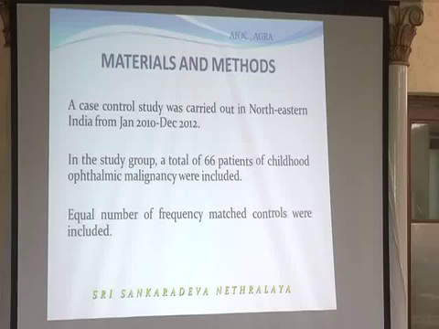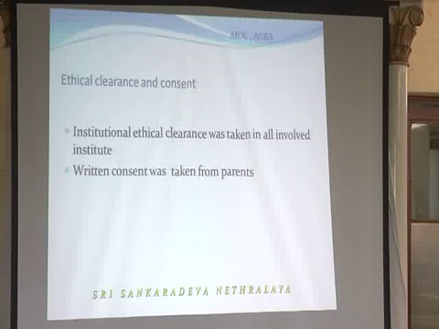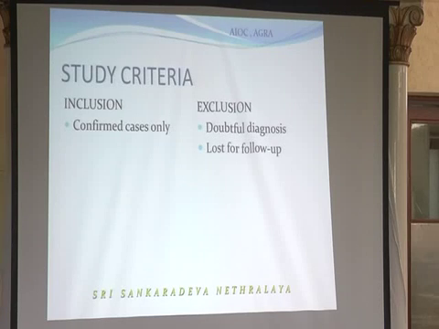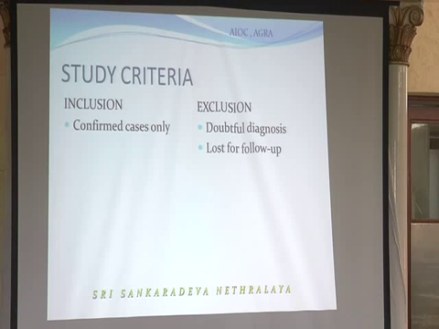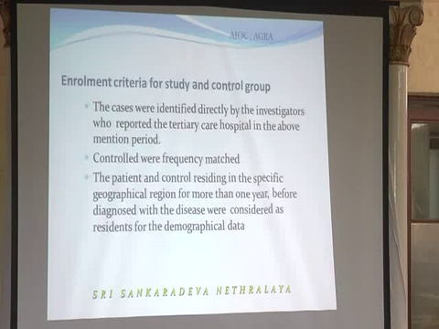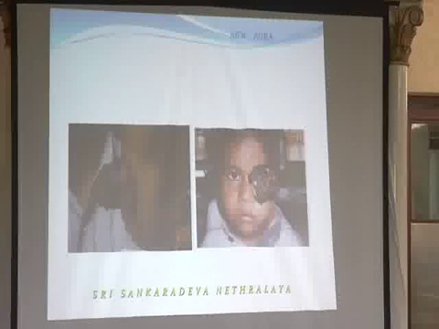In this study group, a total of 66 patients of childhood ophthalmic tumor were included. An equal number of frequency-matched controls were included. Ethical clearance from the institute and written consent from the parents were taken. Study criteria: inclusion only of confirmed cases, either histopathologically or by bone marrow; exclusion of doubtful diagnosis and those lost to follow-up. Enrollment: cases were identified directly by the investigator. Controls were frequency matched by age from the same geographic area, living there at least for 1 year.